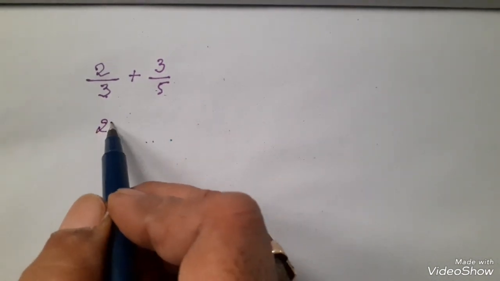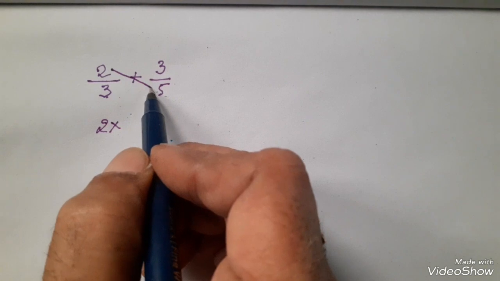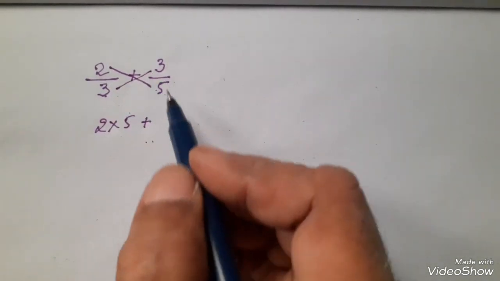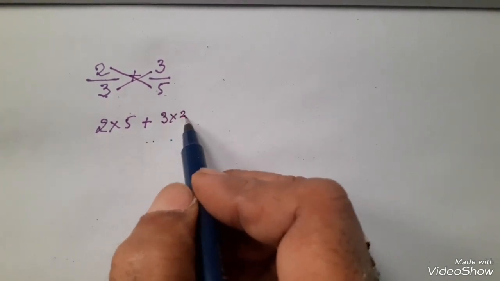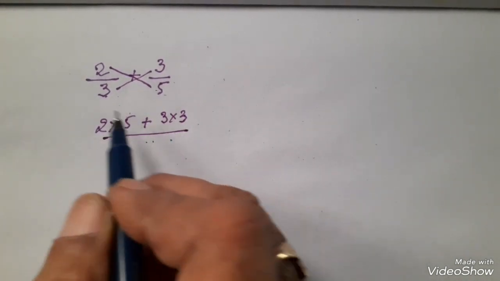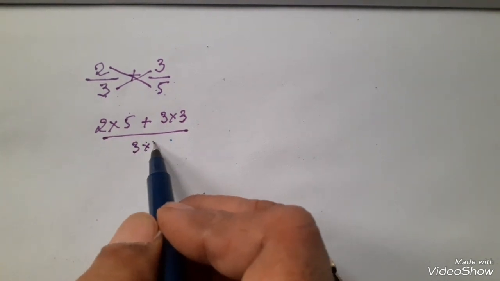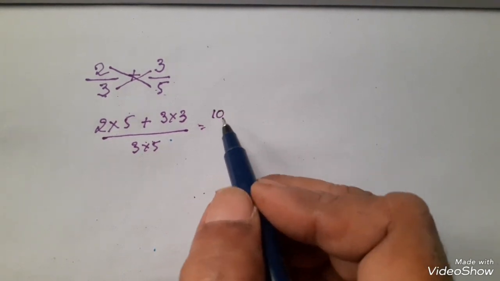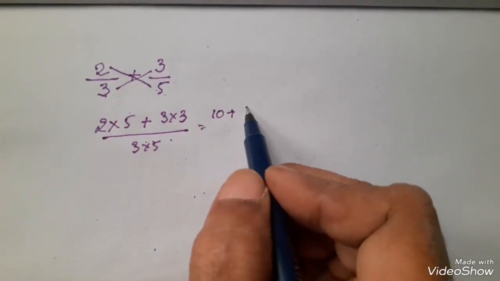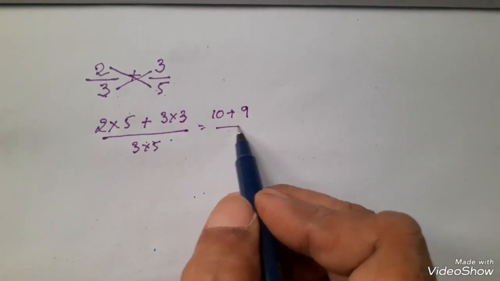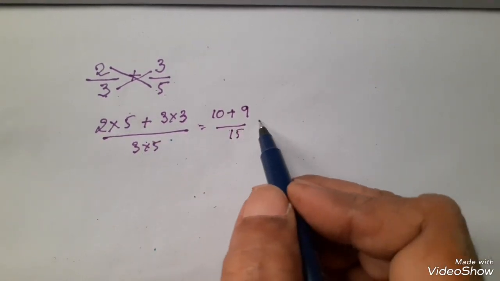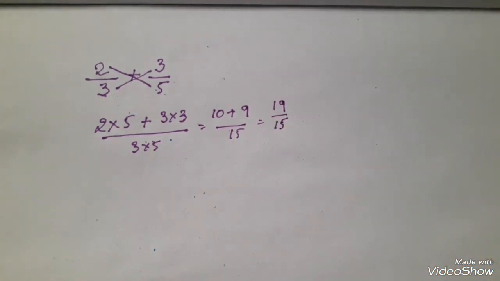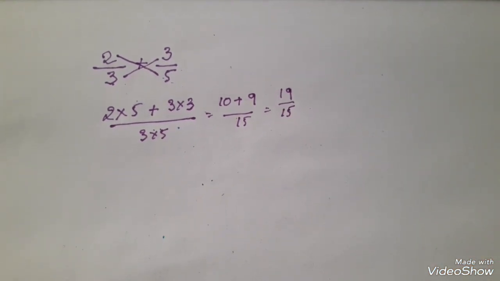2 into 5 plus 3 into 3 by 3 into 5. So what is 2 into 5? 10. Plus 3 into 3? 9. By 3 into 5? 15. So we get 19 by 15. So it means what we are doing here.